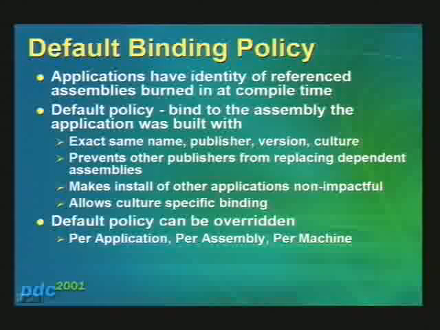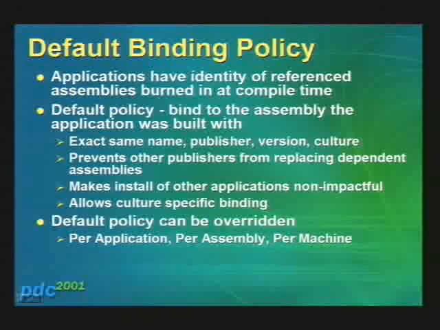My application will continue to bind to the version I was built with because the default binding policy indicates that's how the binding should be done. It requires the exact same name, publisher, version, and culture. If we don't find an assembly meeting exactly that criteria, the bind will fail. And it prevents other publishers from replacing assemblies that I'm dependent on.